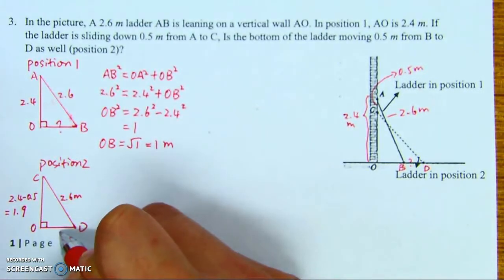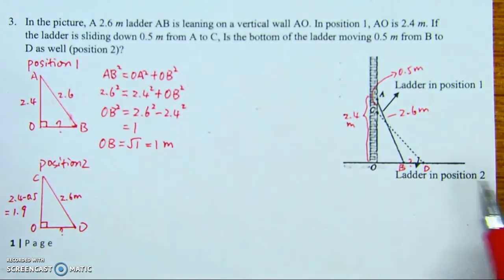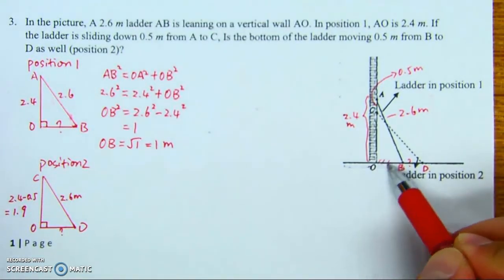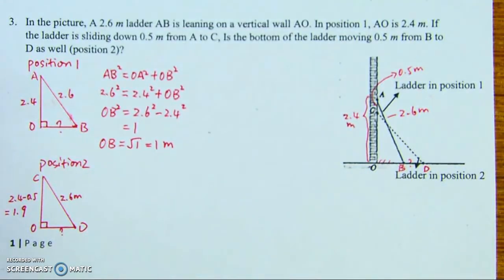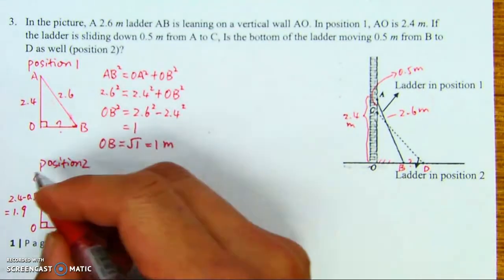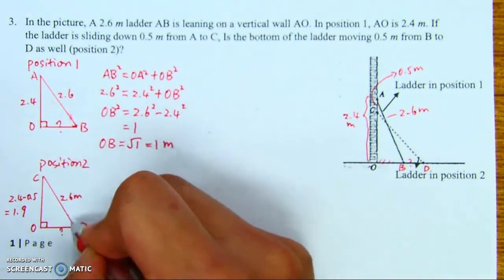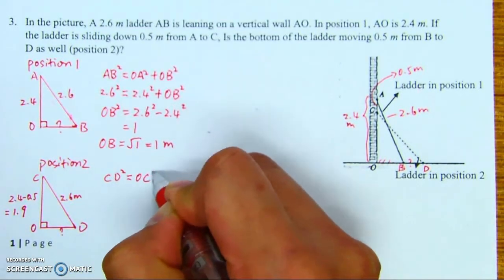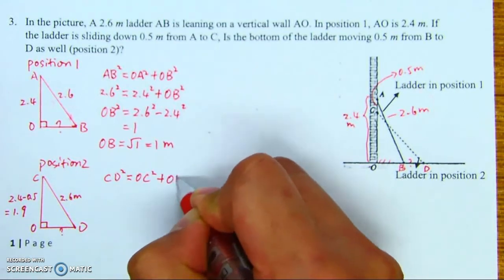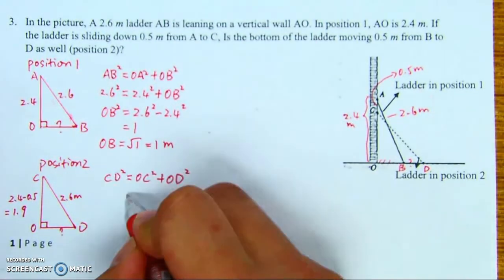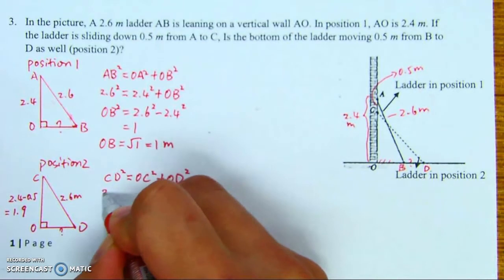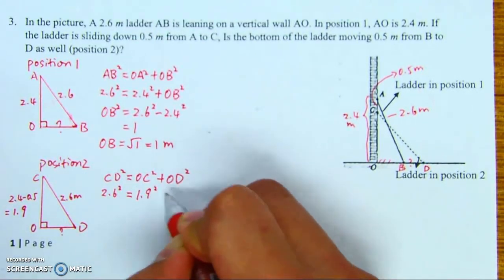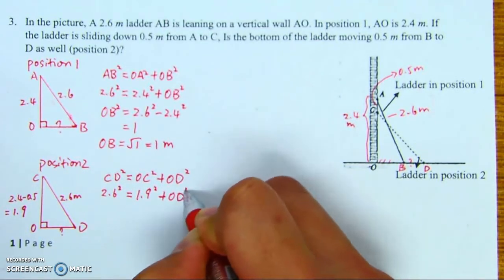And then we need to find OD. The purpose of doing that is if we know the length of OD, and then we take away OB, then we can find BD. Alright, so we still use the Pythagoras theorem, which is the longest side squared, so CD squared equals OC squared, shorter squared, plus the shorter square, OD squared. And then CD squared is 2.6 squared equals OC squared, 1.9 squared, plus OD squared.